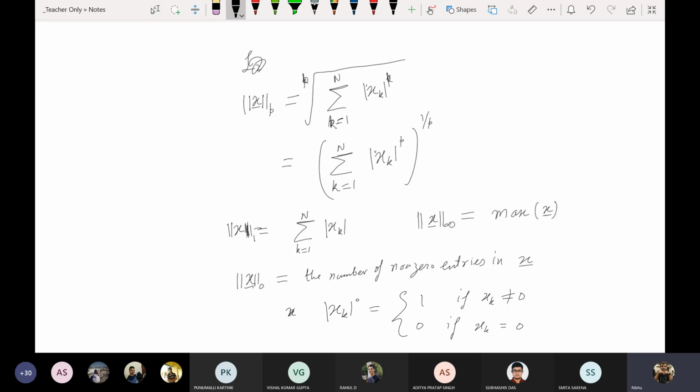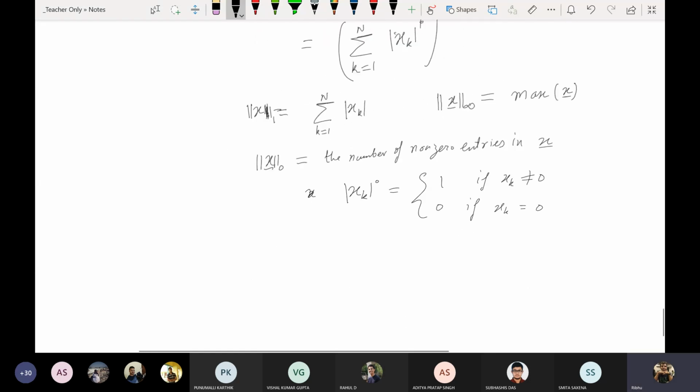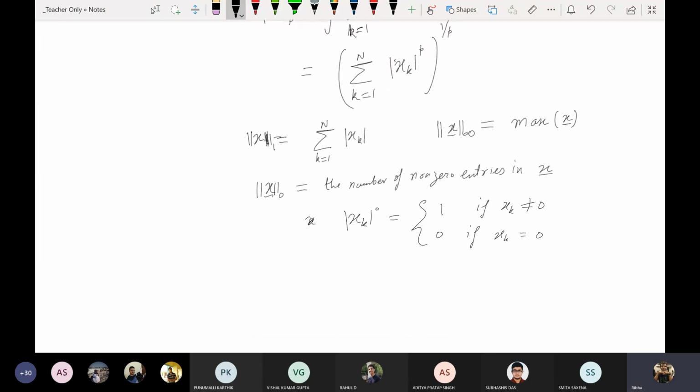So 0 to the power 0 is one of those undefined quantities. So here we do some sacrilege and define 0 to the power 0 as 0, or force 0 to the power 0 as 0, and define the L0 norm.